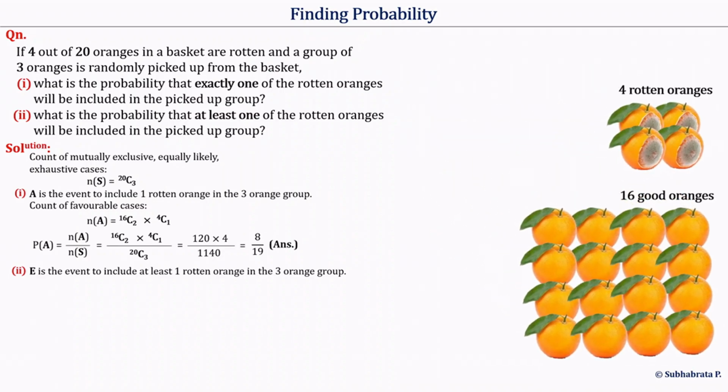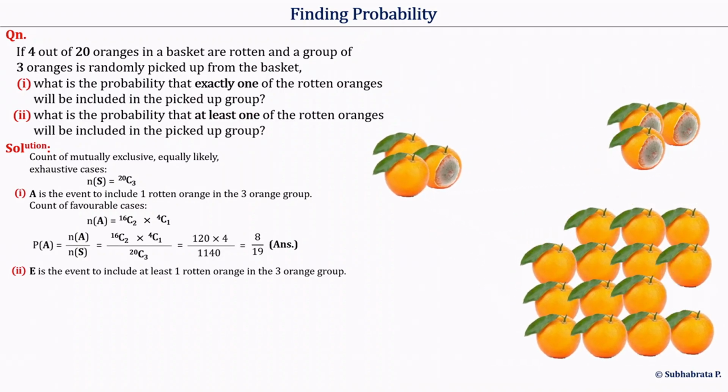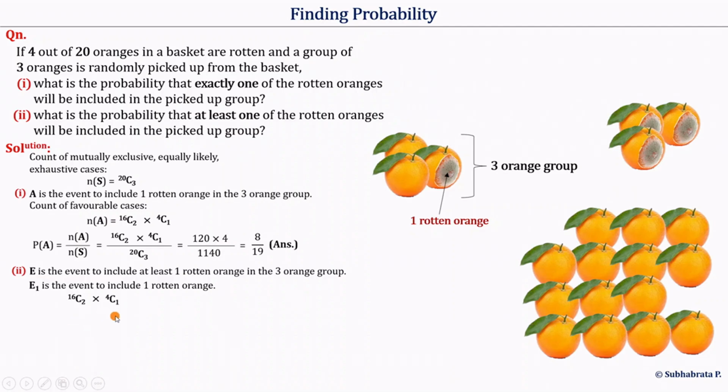So we can select oranges this way to form this group of 3 oranges containing only 1 rotten orange. Let's consider selection of these type of groups as an individual event E1. How many favorable cases are possible for this event? 2 good oranges we are selecting from 16 good oranges here. We can do that in 16C2 ways. For every pair of good oranges we select, 1 rotten orange we can select from 4 rotten oranges in 4C1 ways. This is the count of favorable cases belonging to the event E1.